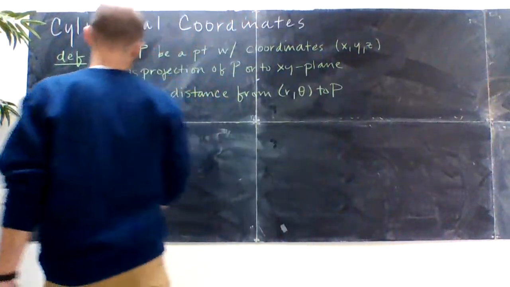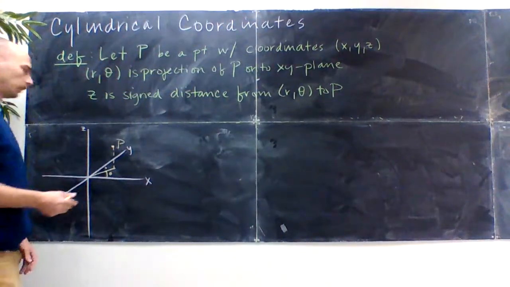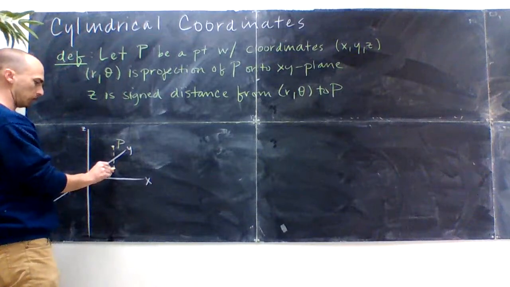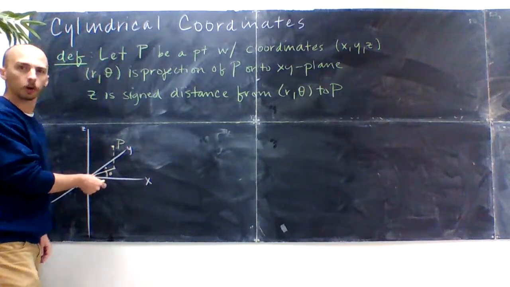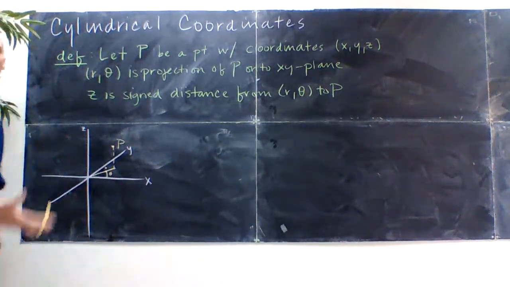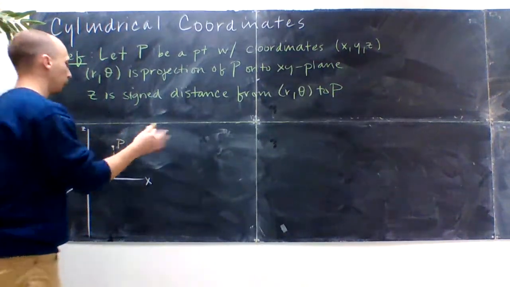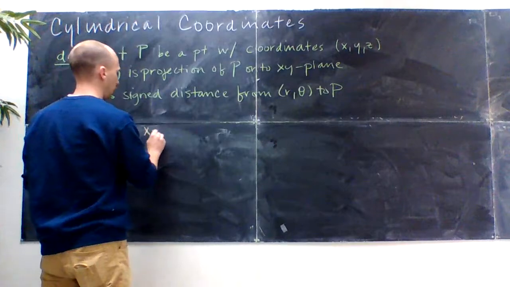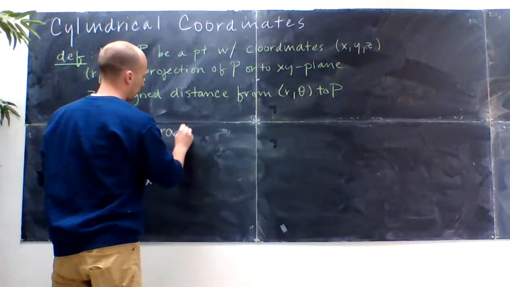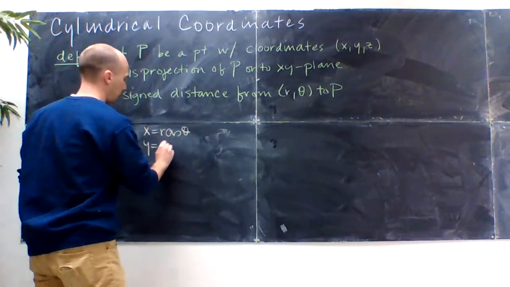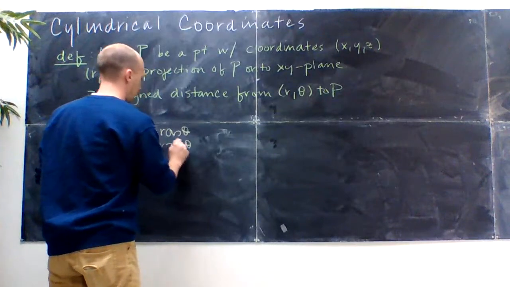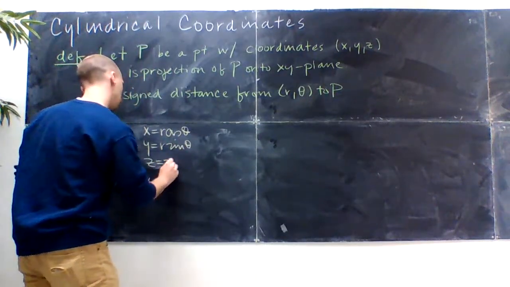And so I think it would be pretty easy to see, okay, the x coordinate here is still r cosine theta, and the y coordinate is still r sine theta, and z is going to be z. Okay, so I'm going to actually just write that. x equals r cosine theta, y is r sine theta, and z is equal to z.